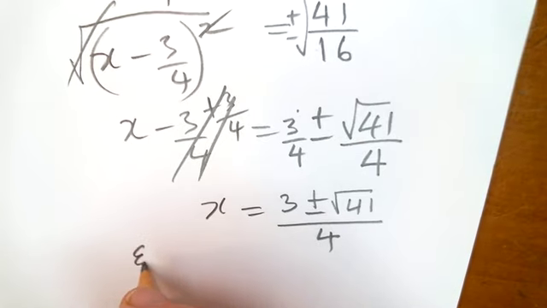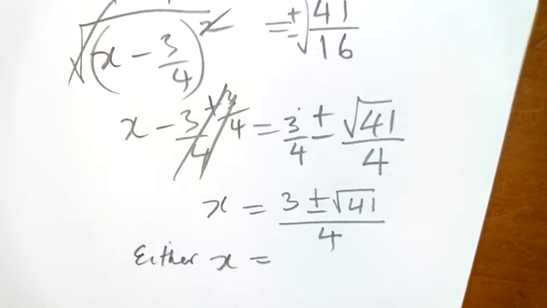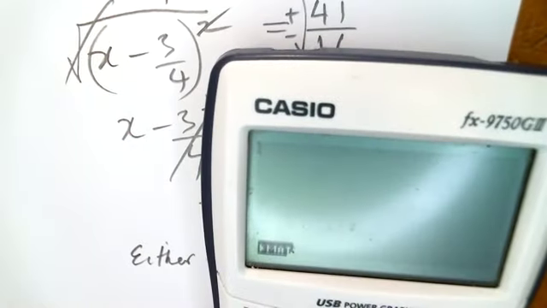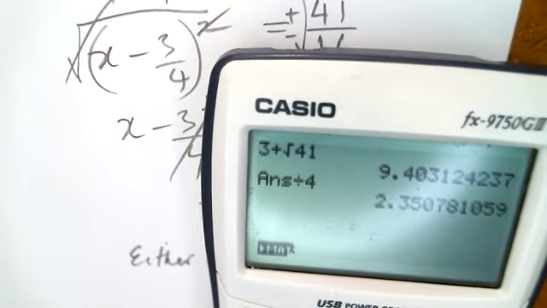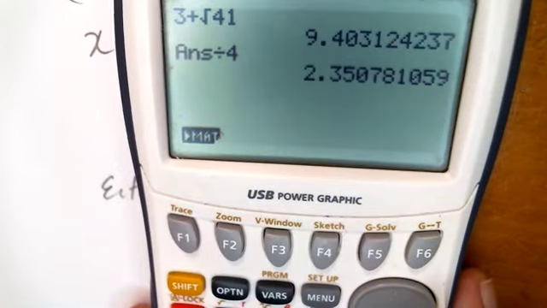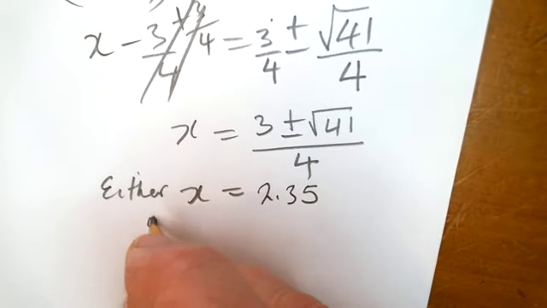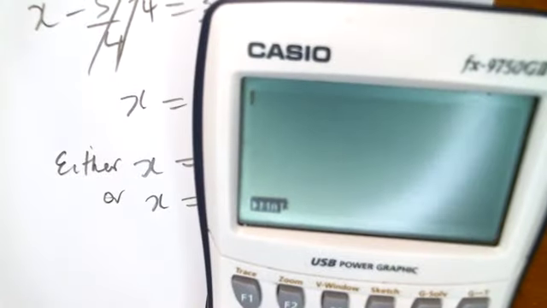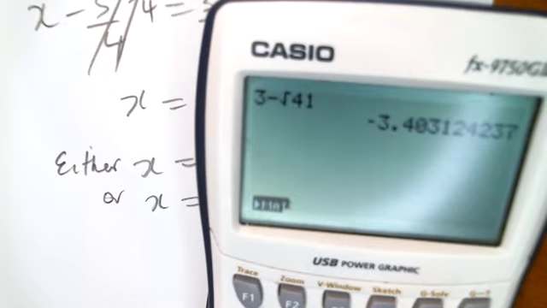So I can now say either x is equal to, and I'm going to do the plus bit first, so I'm going to go 3 plus root 41, then divide it by 4, right? 3 plus root 41, there it is, divided by 4, and I get 2.35, there it is, 2.35, looks good, or x is equal to, and I'll do the same on the bottom here, 3 minus root 41 this time. So I'm going to have 3 minus root 41, all divided, of course, by 4.